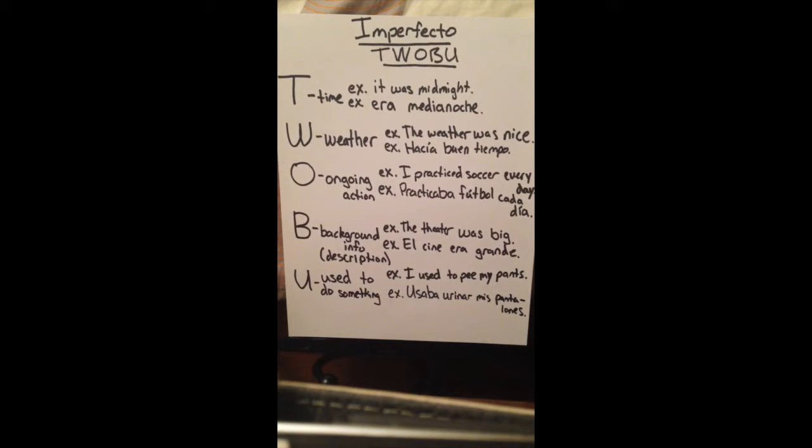Next is the O, which stands for ongoing actions. In English you would say: I practiced soccer every day, while in Spanish you would say: practicaba fútbol cada día. The fourth letter is the B, which stands for background information, which can also be used in descriptions. In English you would say: the theater was big, while in Spanish that would translate to: el cine era grande.